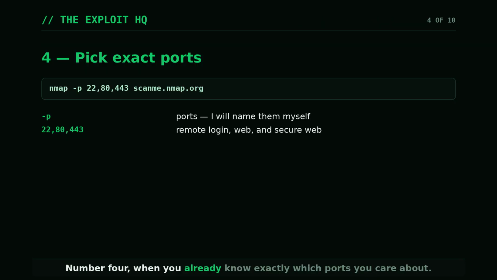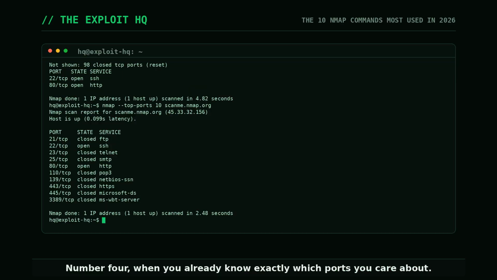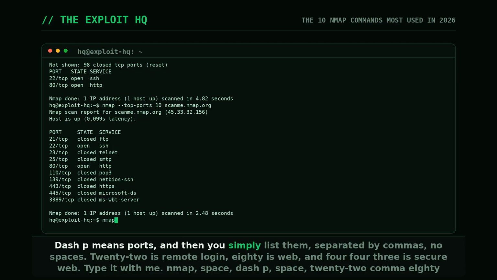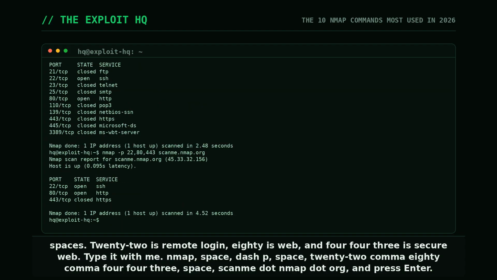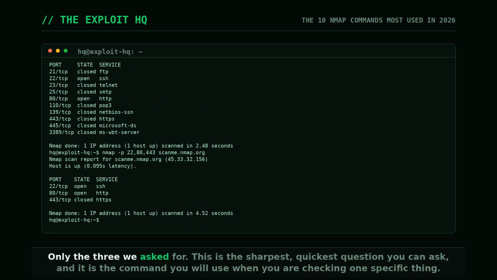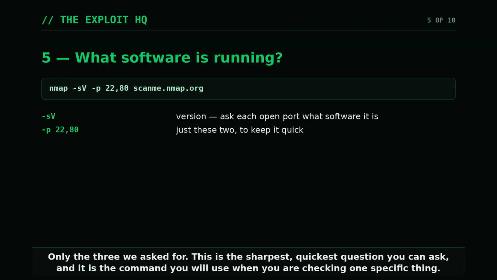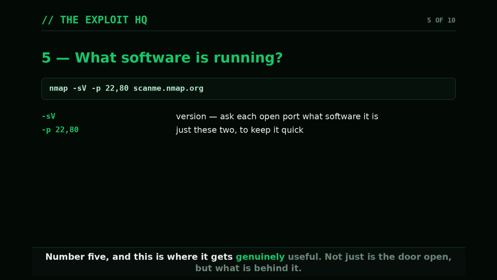Number 4, when you already know exactly which ports you care about. -p means ports, and then you simply list them, separated by commas, no spaces. 22 is remote login, 80 is web, and 443 is secure web. Type it with me. Nmap space -p space 22,80,443 space scanme.nmap.org and press enter. Only the 3 we asked for. This is the sharpest, quickest question you can ask, and it is the command you will use when you are checking one specific thing.